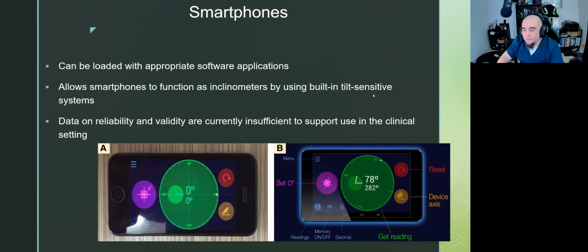Here are some smartphone applications that help get range of motion. I don't know what these are called, to be 100% honest. These are in the book. But they allow smartphones to function as inclinometers with built-in tilt-sensitive systems. These smartphones have just about everything in them.